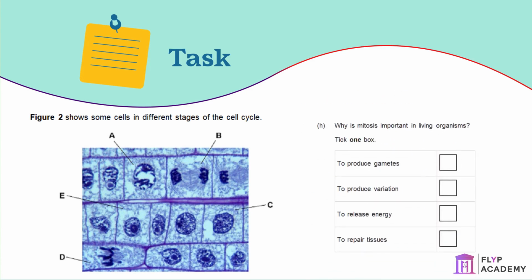H. Why is mitosis important in living organisms? Tick one box. To produce gametes, to produce variation, to release energy, to repair tissues.